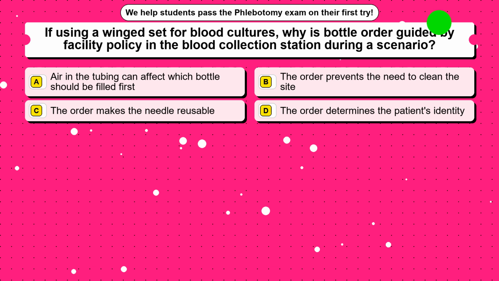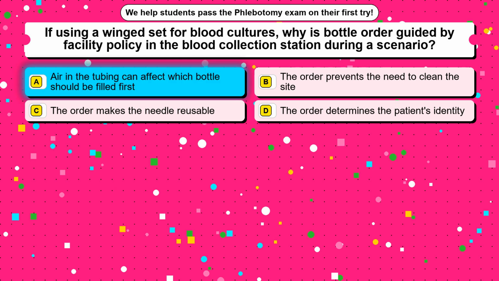Question 45. If using a winged set for blood cultures, why is bottle order guided by facility policy in the blood collection station during a scenario? Option A. Air in the tubing can affect which bottle should be filled first. Option B. The order prevents the need to clean the site. Option C. The order makes the needle reusable. Option D. The order determines the patient's identity.